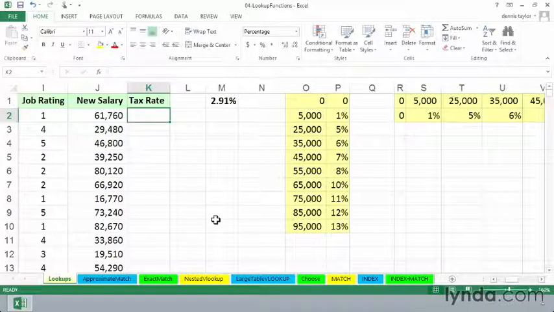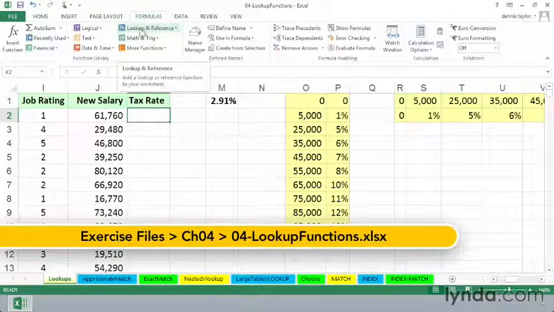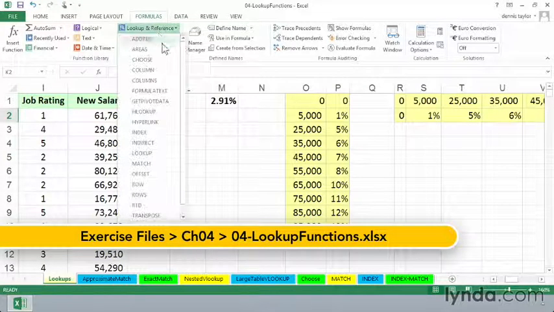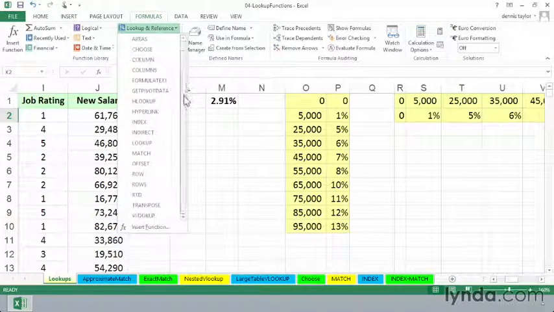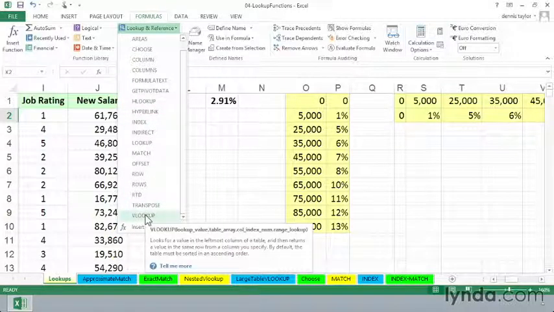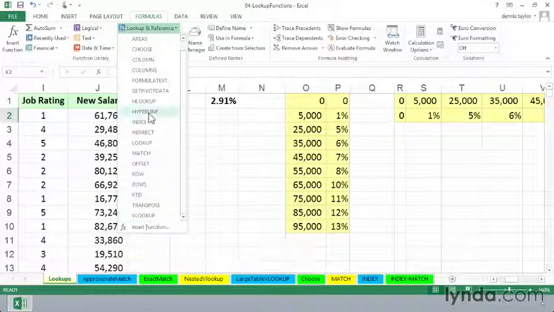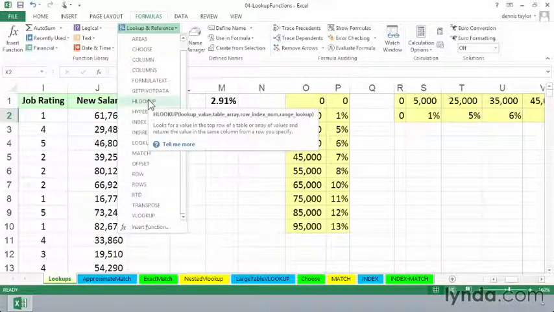Comparing data in Excel is a frequent need, and on the Formulas tab in the ribbon, you'll see a category of functions called Lookup and Reference. The two most important functions in this category are called VLOOKUP, you see it at the bottom. V means vertical, its companion function, HLOOKUP, H means horizontal.